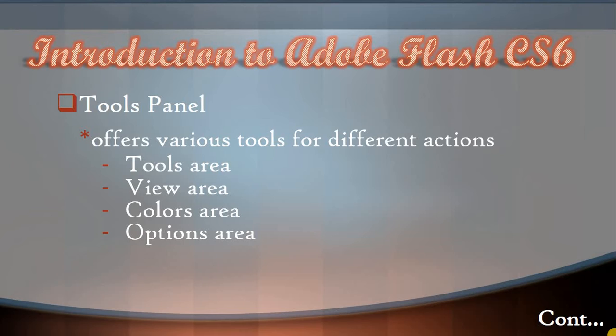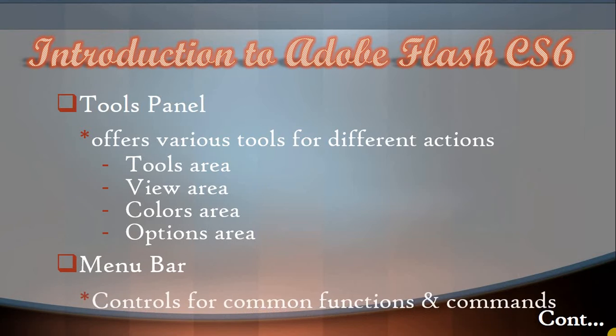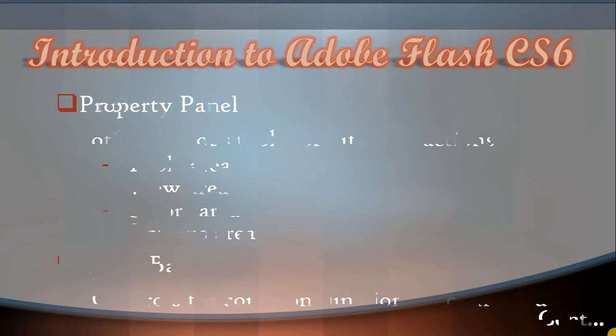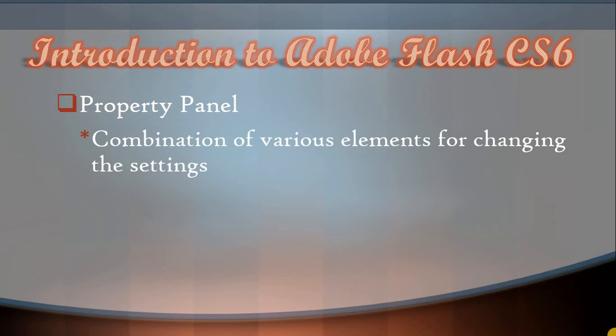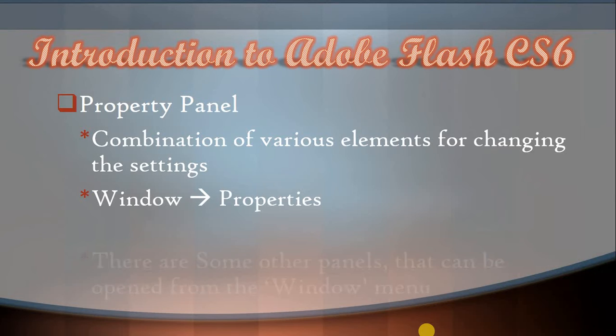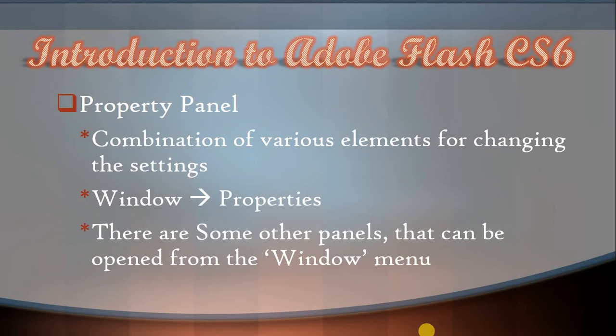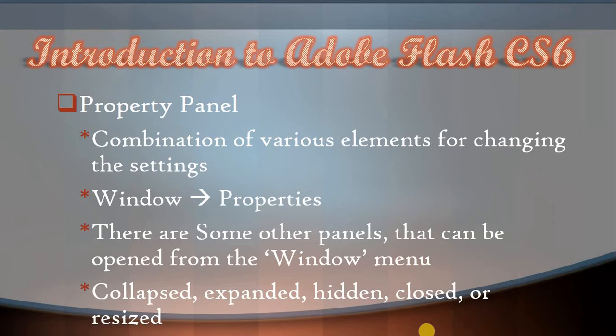Another major component is the menu bar. It contains the controls for common functions and commands. And finally, the properties panel. This is a combination of various elements used for changing the settings like stage size, ruler unit, background color and the frame rate. To open the properties panel, we need to choose the Window menu from the menu bar and select Properties. Some other panels are also available in Flash. They can be opened from the Window menu. All the panels can be collapsed, expanded, hidden, closed and resized.